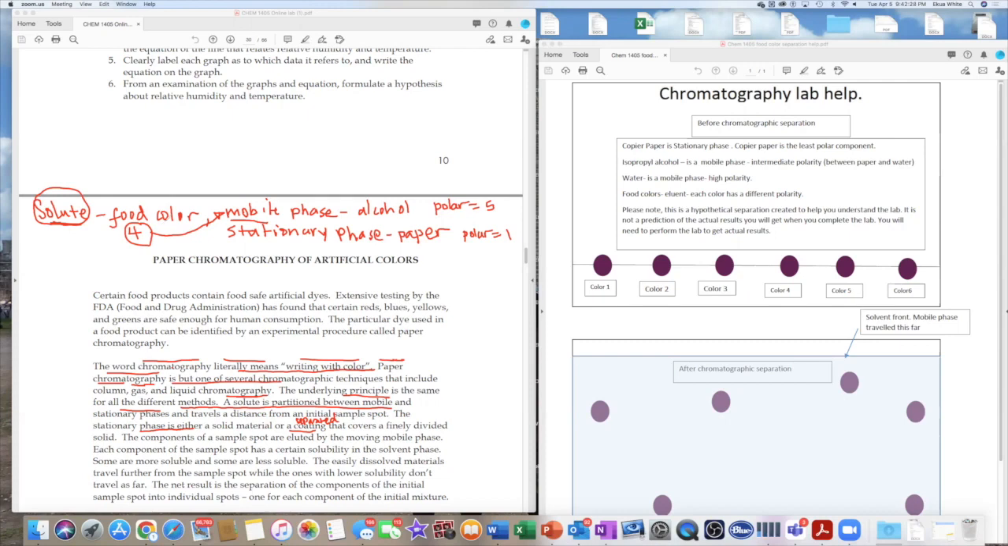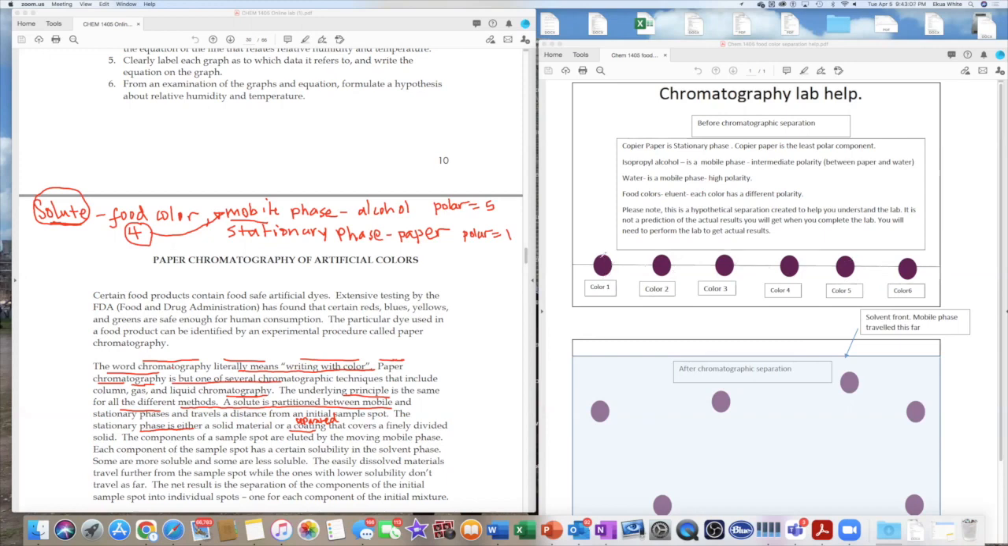So there's a competition between the mobile phase and the stationary phase for the food color. Once again, me going off script, when you apply your food color to the paper, the food color will bind first to the paper, right? And so here in this hypothetical example I provided, you have 6 different food colors. Sadly, they all look the same, but imagine them being different colors. Color 1, 2, 3, 4, 5, 6.